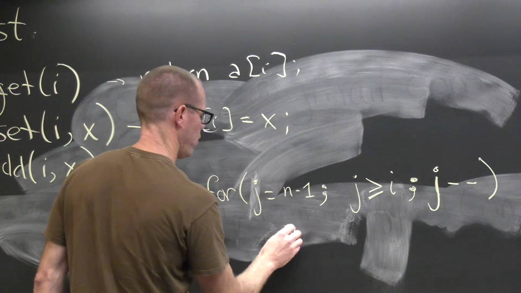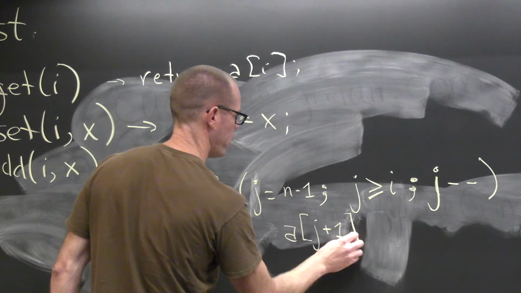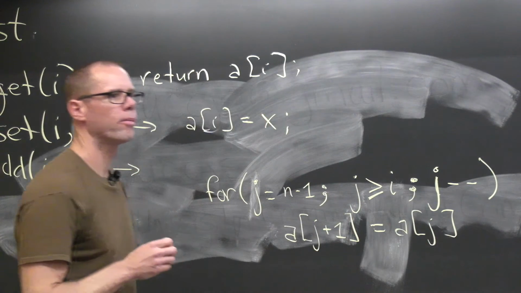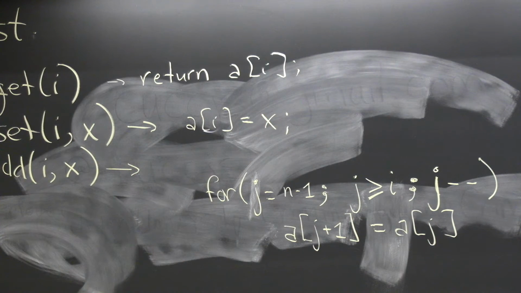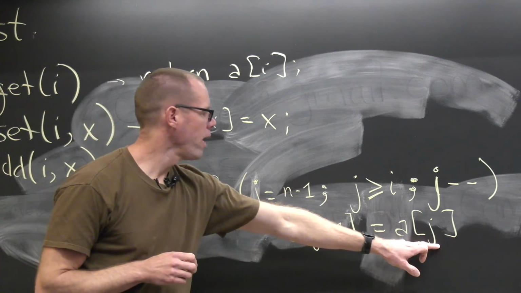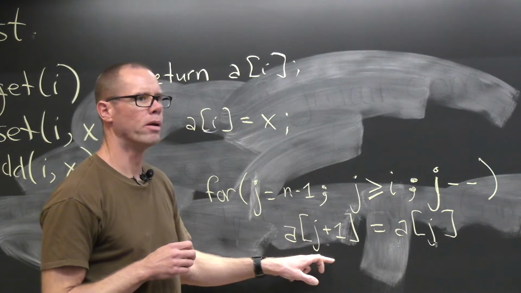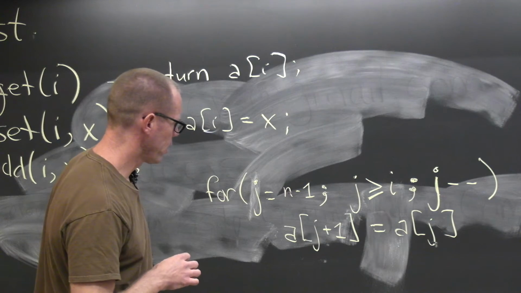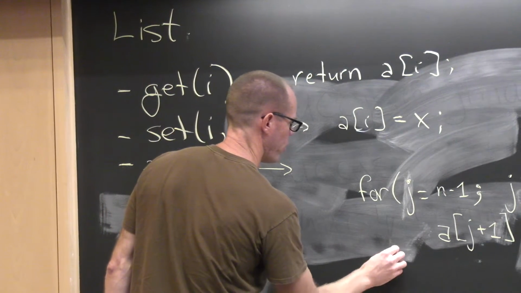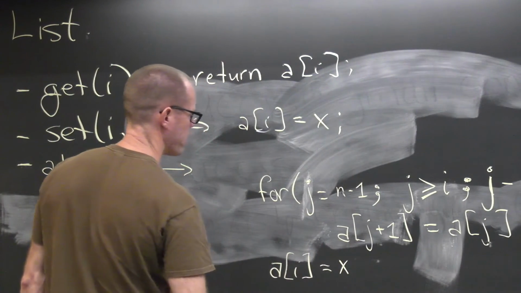and we repeatedly set a at j plus 1 equal to a at j. Okay. So that'll start at n minus 1. That's here, and copy that to n. And then down to n minus 2, copy that to n minus 1, and so on. Okay? And then, once all that's done, we're free to set a at i equal to x.